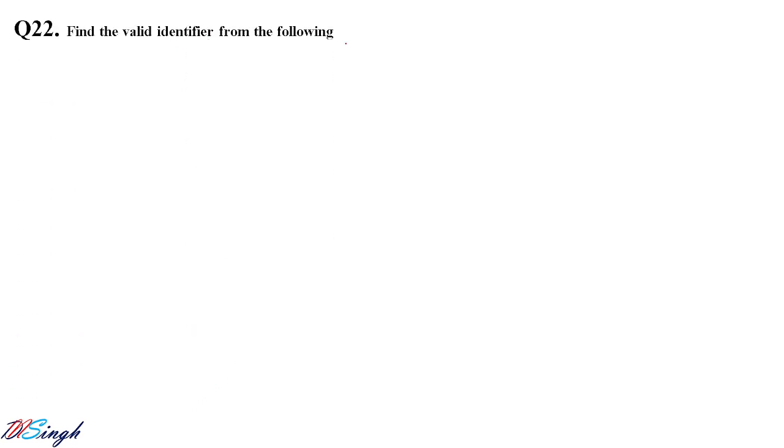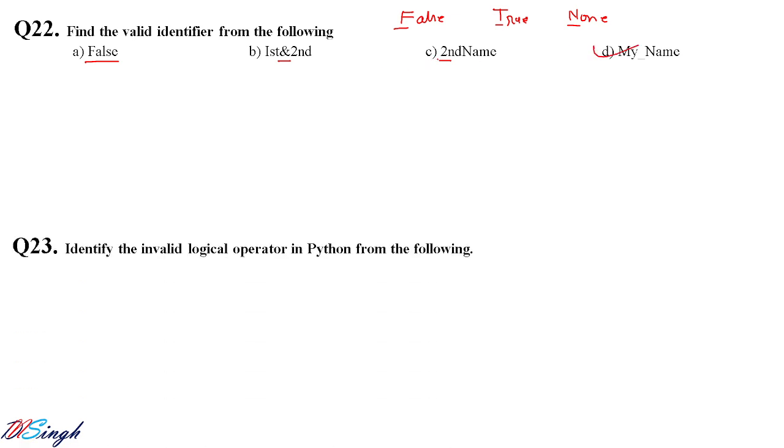Find the valid identifier from the following. False, okay, first, and second, this will be wrong. Why? Because of the special symbol in it, it is starting with digit, wrong again. So false is also wrong because it is a keyword, F capital. I told you there are three keywords which have the first letter capital, like False and True, and then None. So you have to keep that in mind. These three keywords have first letter capital.